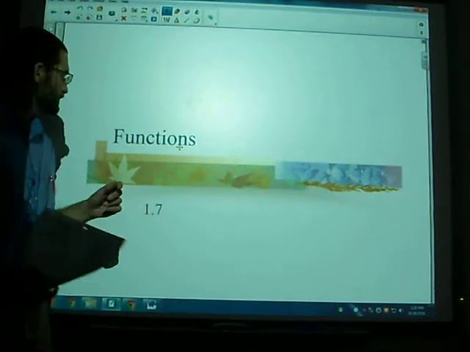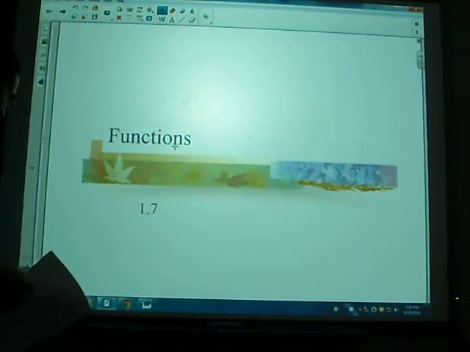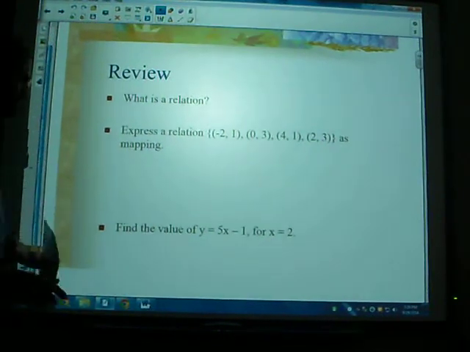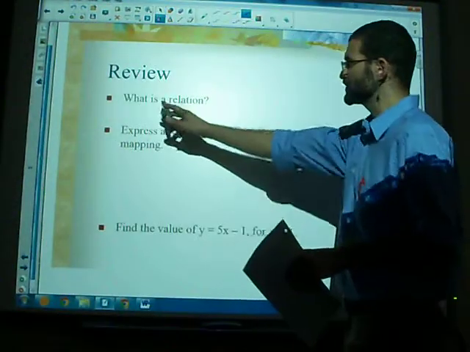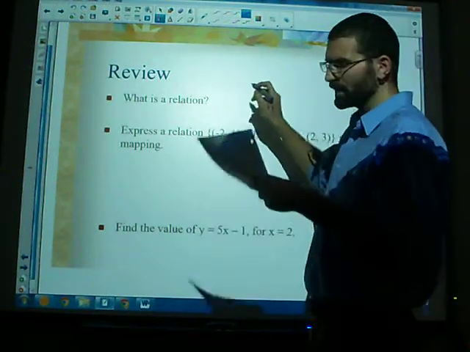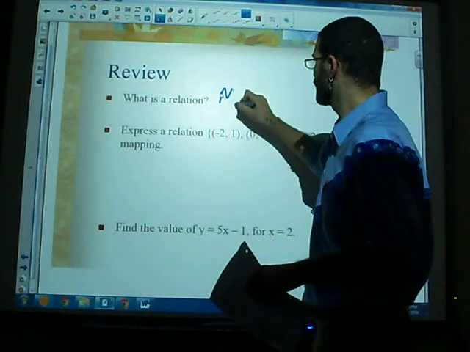Hello, today we're going to discuss functions, section 1.7. Functions are related to the relation, so let's remember what a relation is. A relation is a mapping or pairing of input and output.